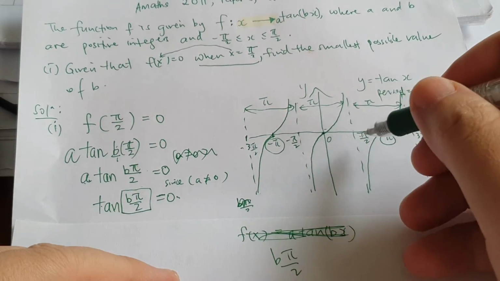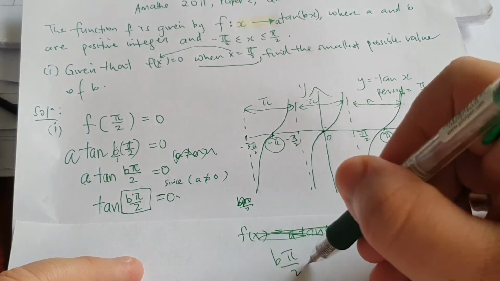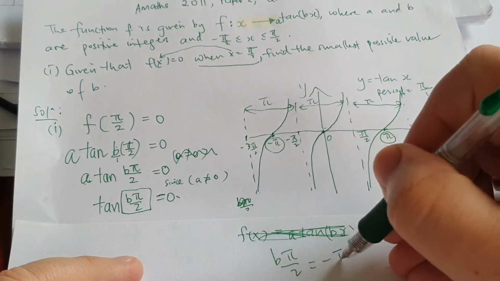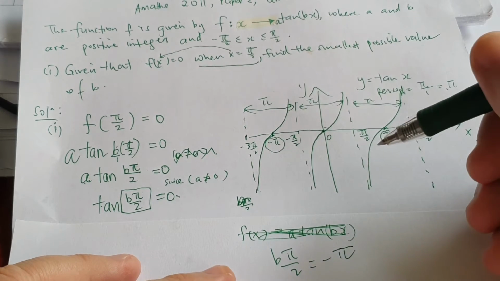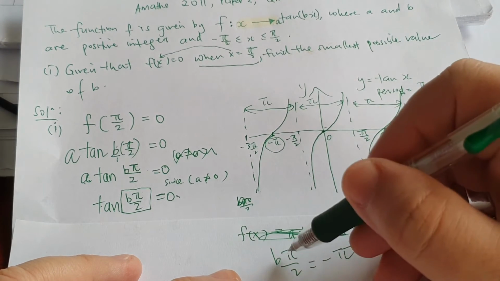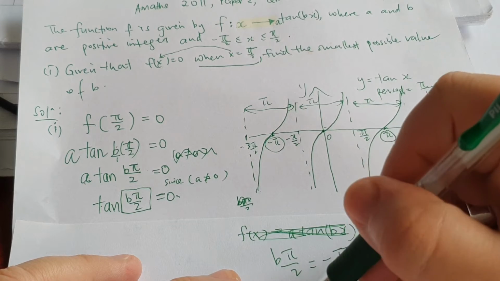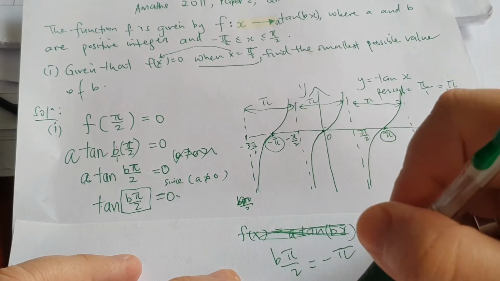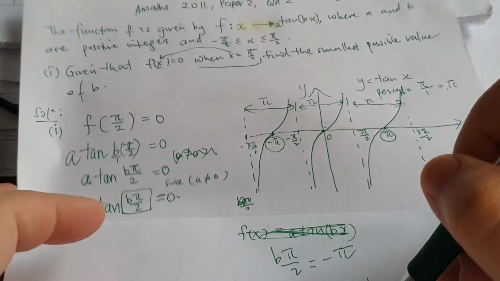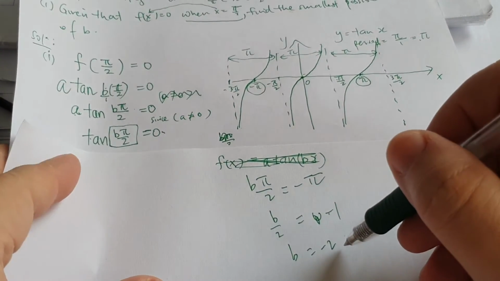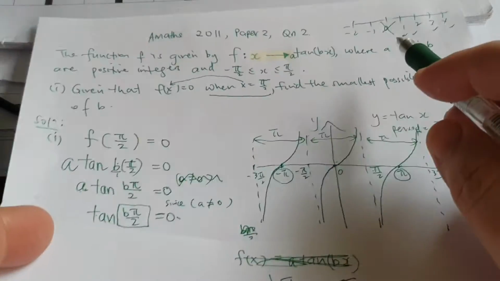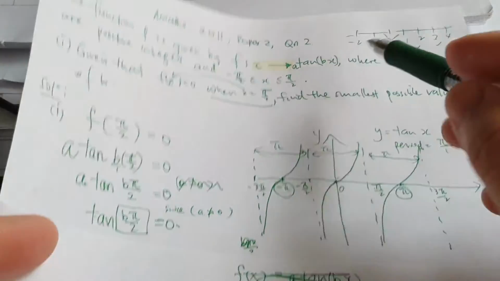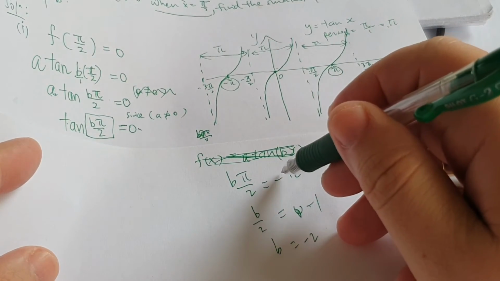Alright? But now, let's think about it. Can I say that it's minus pi? The answer is cannot. You know why? Because if it's minus pi, when I cancel off the pi, this will be minus 1, then b is minus 2. Then it's wrong already. Why wrong? Because the question told us that a and b are positive integers. So it cannot be minus pi.